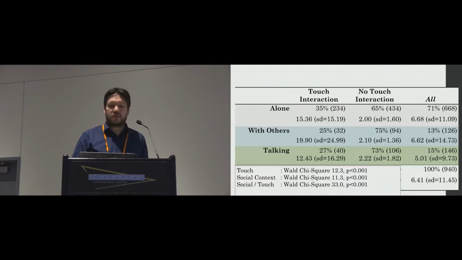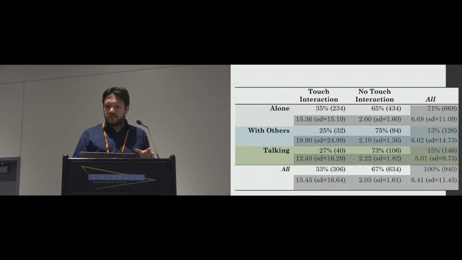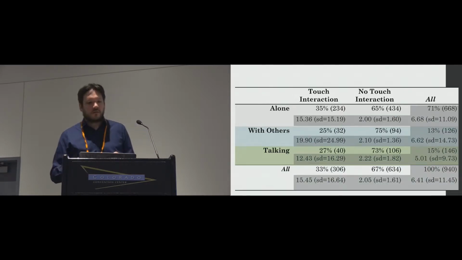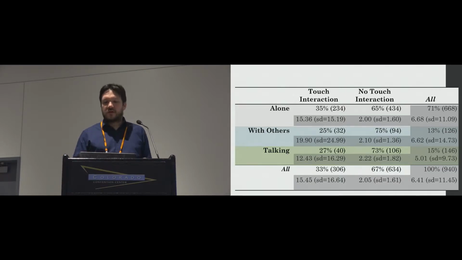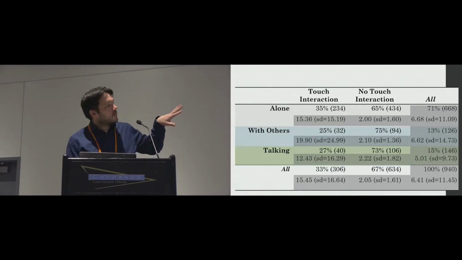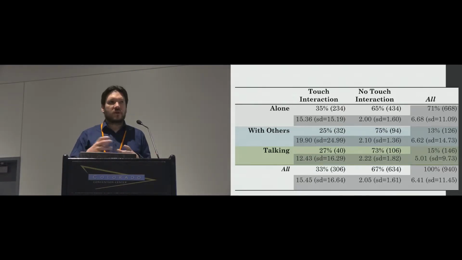Another thing we can look at in this table is the difference between touch versus hands-free interaction, if we look at being alone or being with others, either in conversation or not. And again, we're able to back this up with post hoc tests with Bonferroni correction, showing that the participants use the watch significantly less when they're talking or with others than they do when they're alone, with a p-value of 0.001.